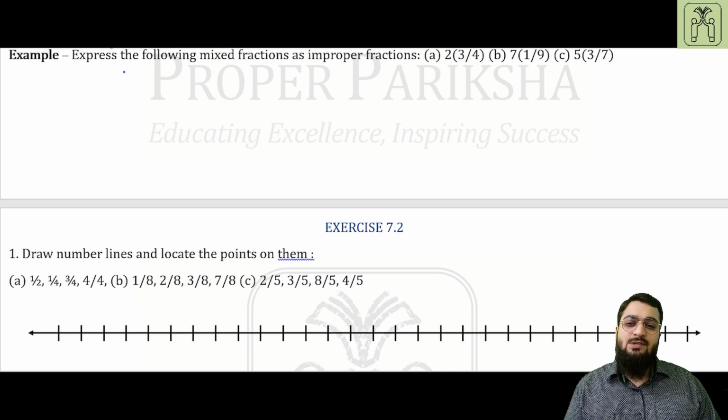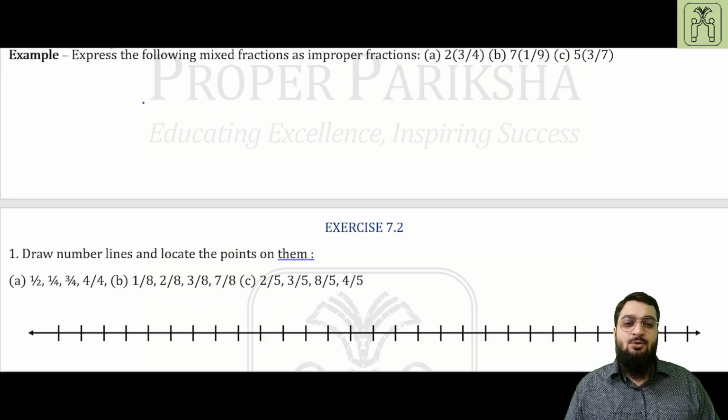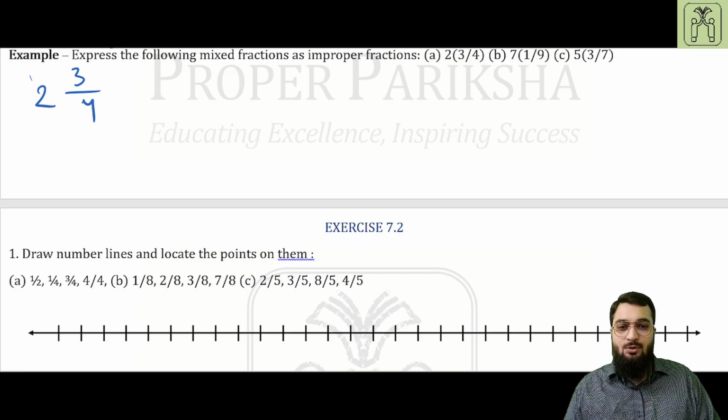So this example says that express the following mixed fractions as improper fractions. So what we'll do is that you have to just write 2, the whole, 3 by 4. Since 3 by 4 is given in bracket, that means that 2 is a whole and this is a part. You understand? 2 is a whole and 3 is a part. Another way of writing it down is 2 will be written in the middle and 3 upon 4 will be mentioned as a proper fraction.